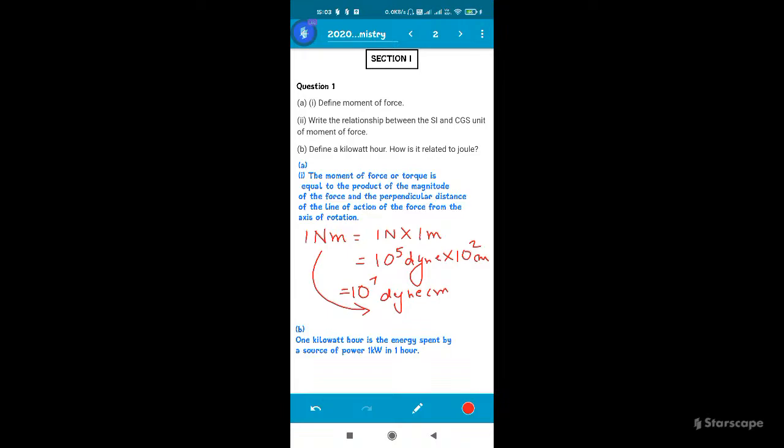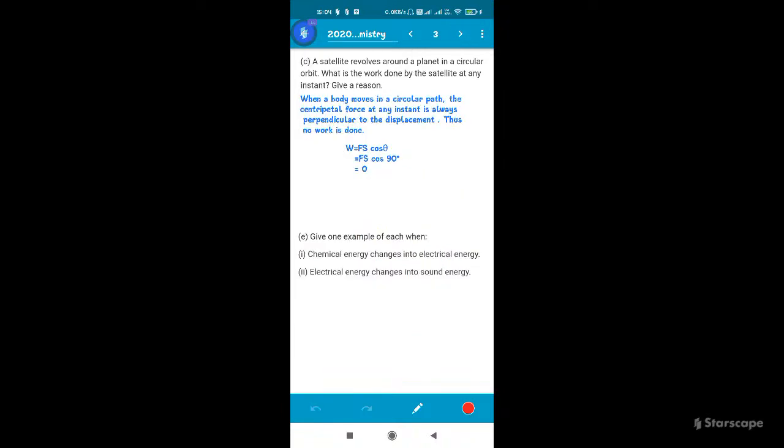There is a direct relation for that. 1 kilowatt hour is equal to 3.6 into 10 to the power 6 joule. Very important relation, because on the basis of this many a times numericals are also asked in the examination. So this relation you have to remember. Now let's move on to the next question.